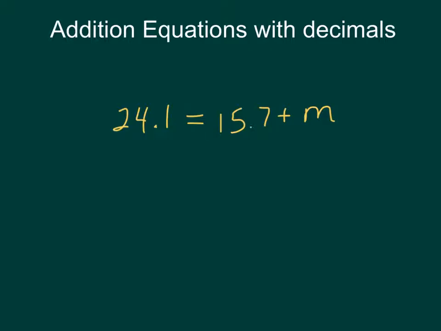Let's look at an addition equation with a decimal, just like we have here. So we have 15 and 7/10 plus some number is going to be the same as 24 and 1/10. So I need to get rid of this so I can get m by itself. So to do that, I'm going to take away 15.7 because that will cancel it out. Now, I remember I'm going to line up my decimals when I take away 15.7 from this side, just like I did there.